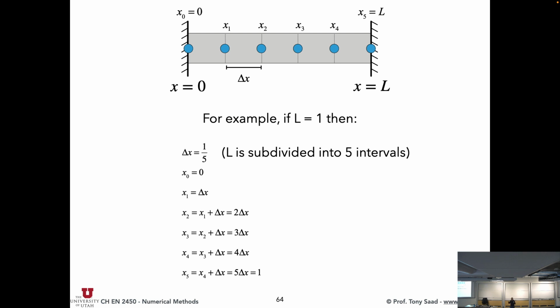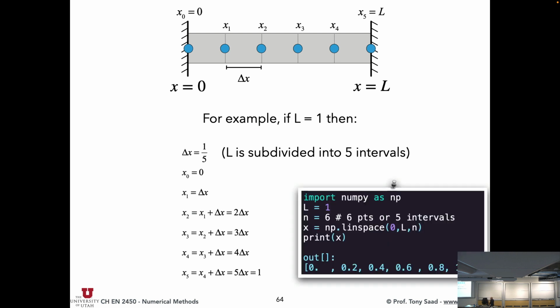In Python, you just do a linspace between 0 and L. You put the number of points, and it gives you all the coordinates very quickly. Here's the example for that. We did linspace the other day. We're going to program all of this together, but I'm just putting the snippets of code here so that you have them in the slides. For 6 points or 5 intervals, you create a linspace from 0 to L, and you give it the number of points, and it will generate all of those points for you. So this would be x0, x1, x2, x3, x4, x5.